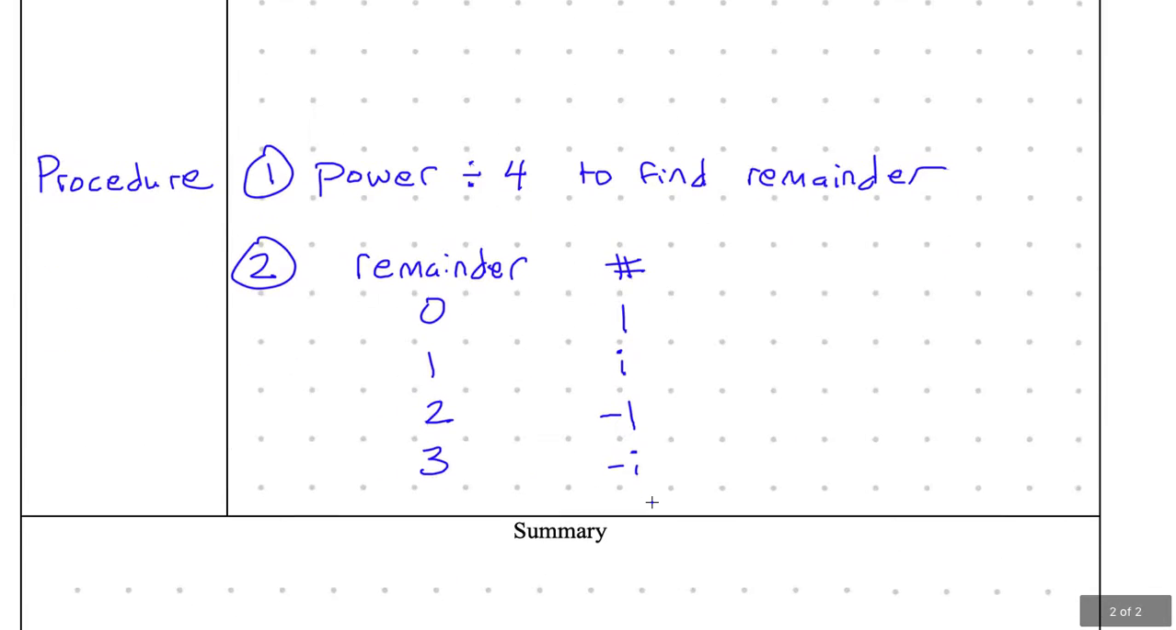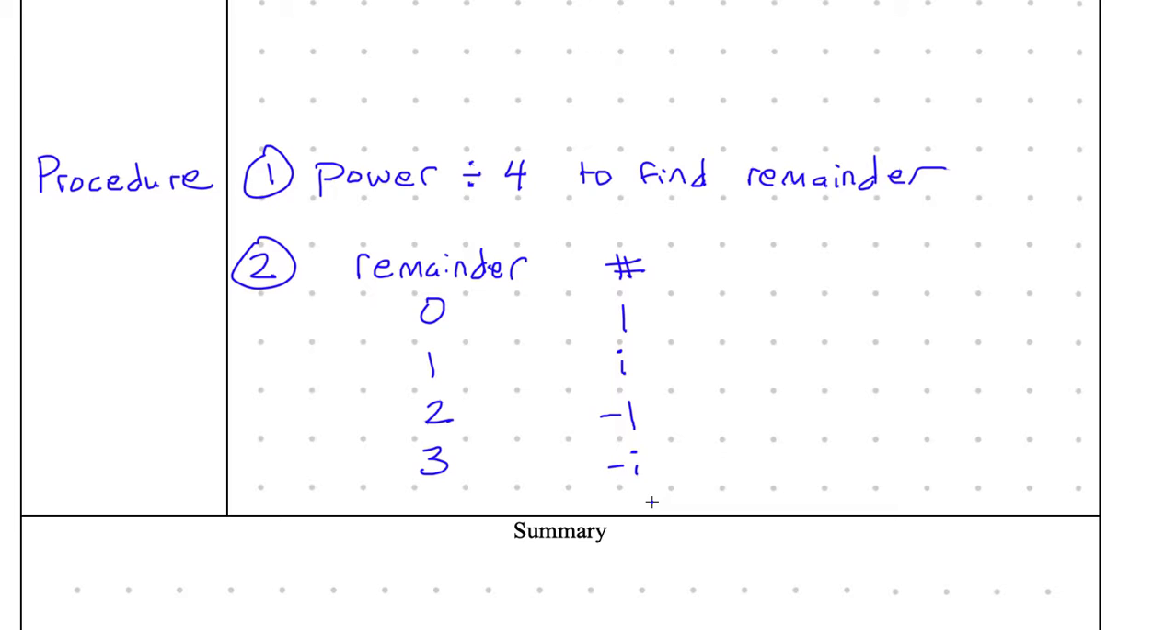That's right. Question, Ellery? Doesn't it also work that an even number is always 1 and an odd number is always i? And then you can look at the remainders for the positive and negative. Yeah, that's another way to do it.